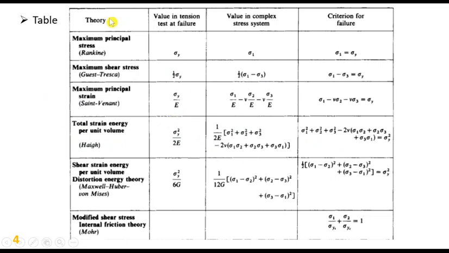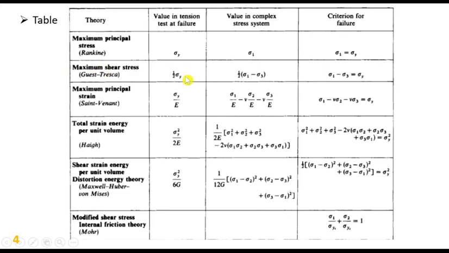So we go to the table. These are the 6 theories that we will study today, and this is the criteria. According to this theory, if sigma 1 is the maximum principal stress, and sigma y is the yield stress by simple tension test, then when these are equated, that is the limit. So sigma 1 should be within this limit or equal to this. If sigma 1 is greater than sigma y, according to this theory, material design is unsafe.